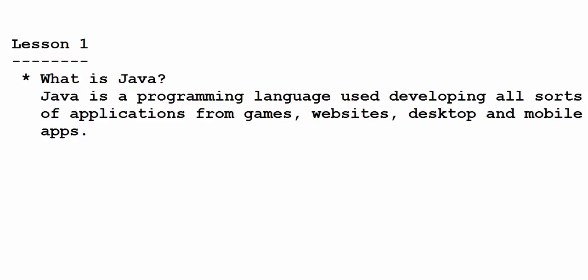Programming languages have advantages in a specific domain. For example, PHP is commonly used for web development, and it's very easy to learn. Java is also another programming language which is used for developing all sorts of applications, from games, websites, desktop applications and mobile apps. Now what's the advantage of Java over say C or any other language?